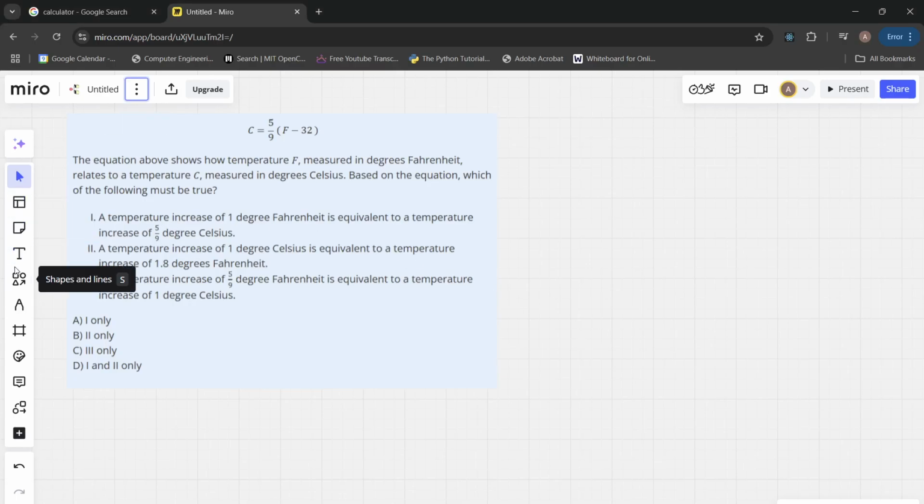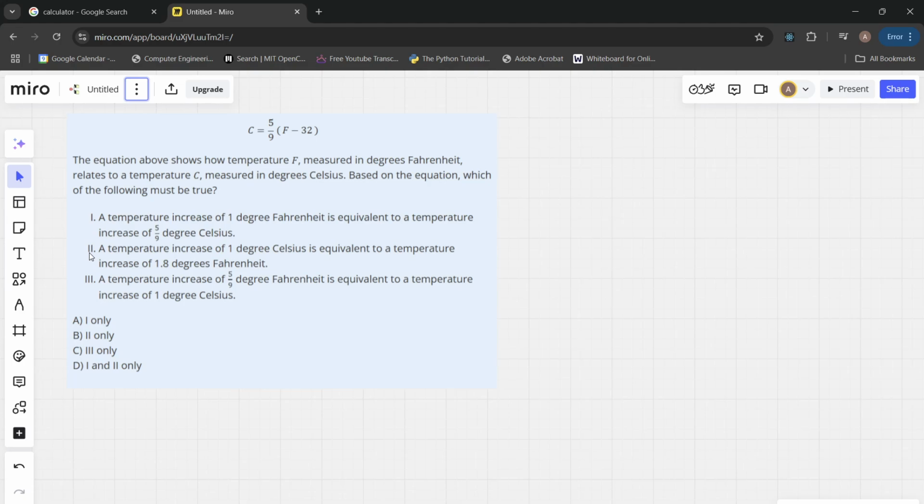Today we're going to look at another hard SAT question. So this question says we have been given an equation C equals 5 over 9 times F minus 32. The equation above shows how temperature F measured in degrees Fahrenheit relates to a temperature C measured in degrees Celsius. Based on the equation, which of the following must be true?